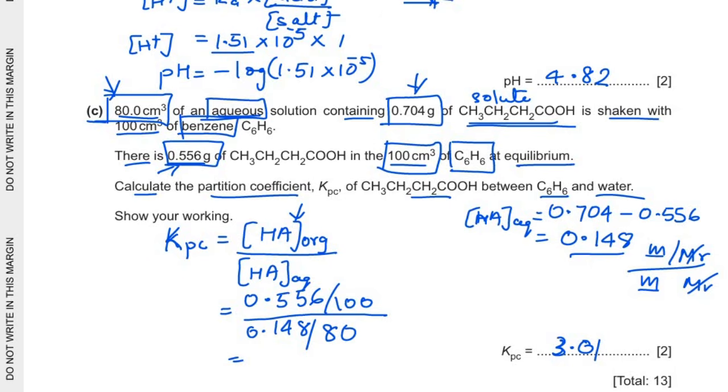Kpc never has a unit because it's concentration upon concentration, so the units get cancelled off, and so it has no unit. So here our question 3 ends. The remaining questions we will discuss in the next video.